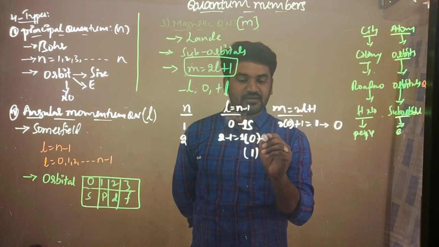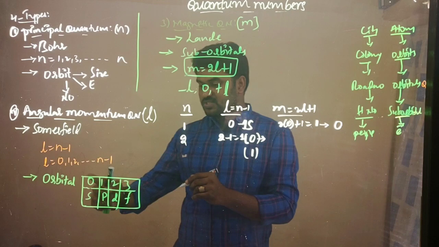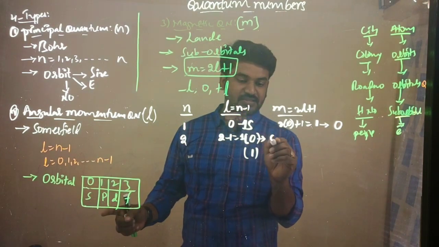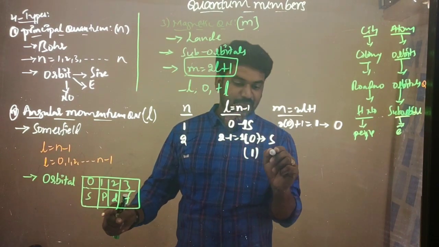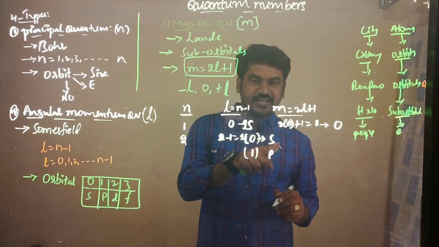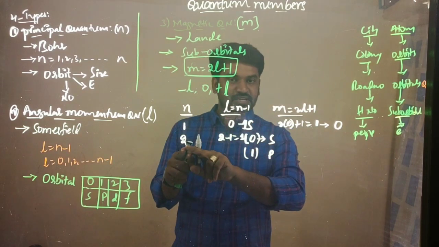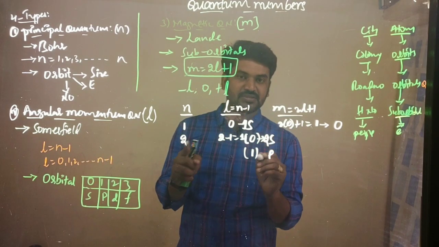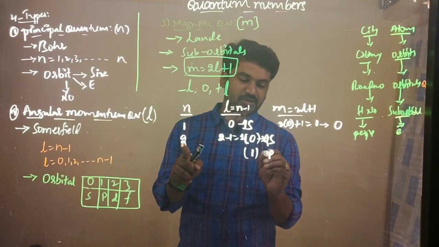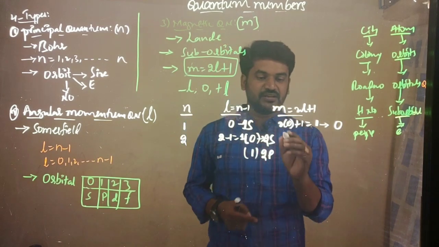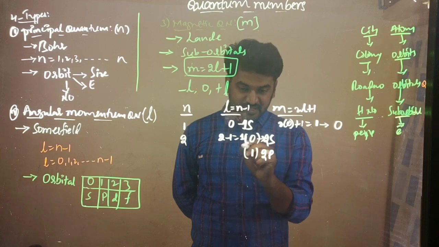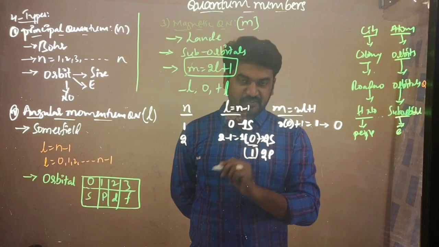What is 0 here? s. What is 1? P. This s is present in which orbit? Second orbit. So 2s. P is present in second orbit. So 2p. Again we will write m values, for 0 and for 1.